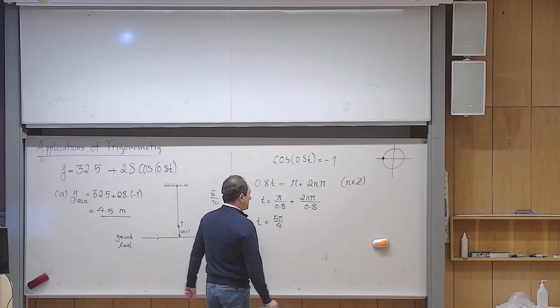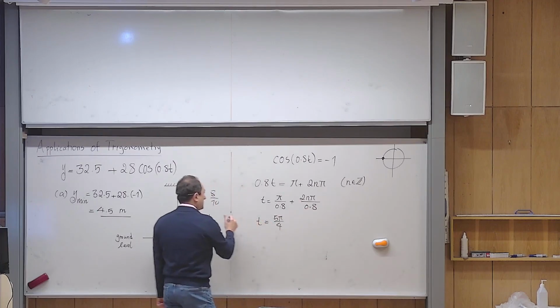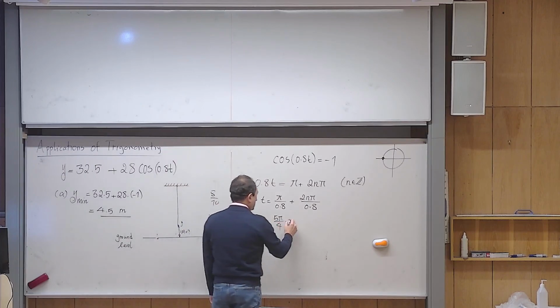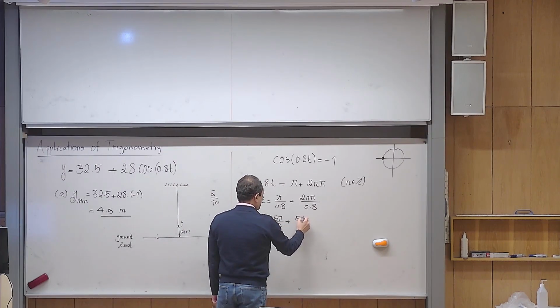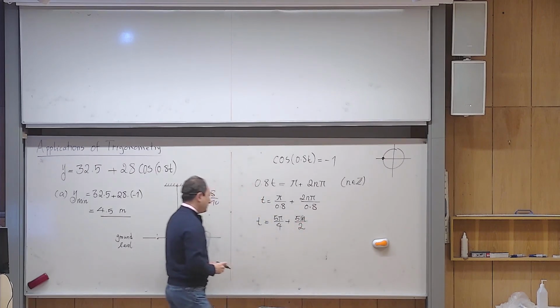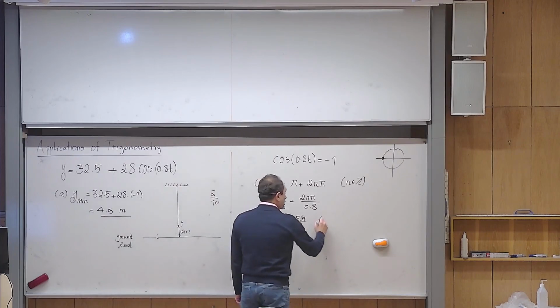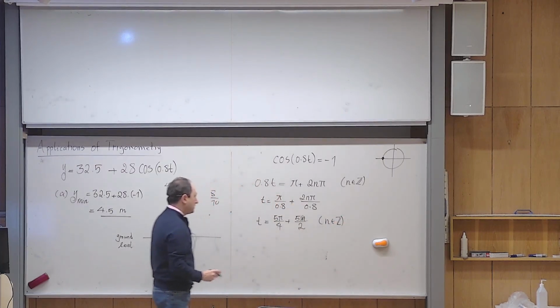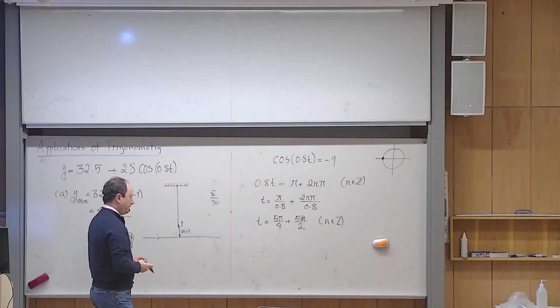This is also the same. So 0.4, 10 over 4, 5 over 2. This is not pi, this is n. If I have done it right, then this is the answer. Yes, that's correct. 2 divided by 8 is, yes, that's correct.